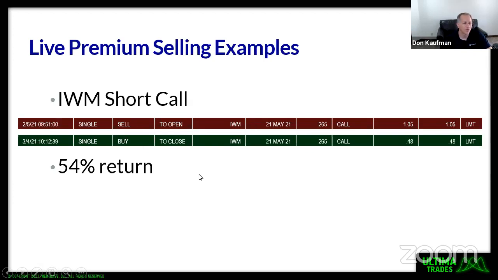IWM short call, 54% return, IWM short call, 265s. Look at them, 240, 245, 265. Okay, here's the QQQ. Now we're back to a 245 put, IWM short put, 151 puts. Okay, we're just ripping right now. We're almost through March. Here's the 47% return on a 163 put.